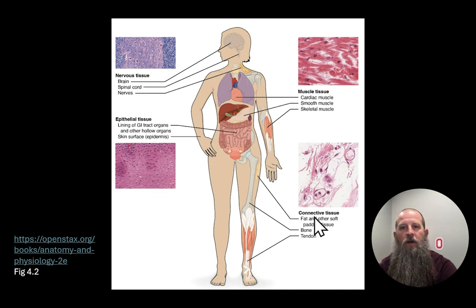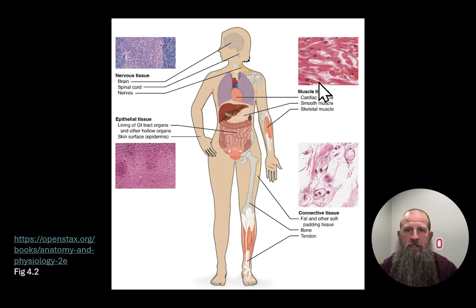We have our connective tissue. Connective tissue sort of connects things, but it can also provide support and protection. So like your adipose tissue, your fat tissue, bone is a connective tissue, tendons are a connective tissue, and your dermis underneath your skin is a connective tissue.